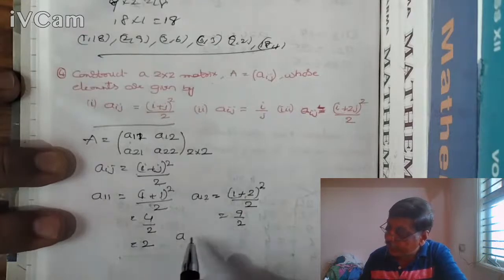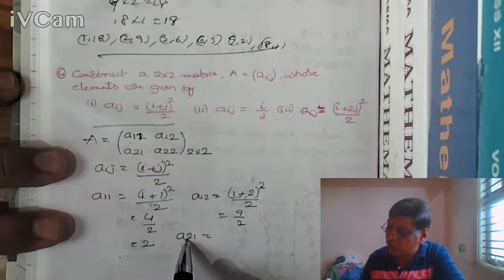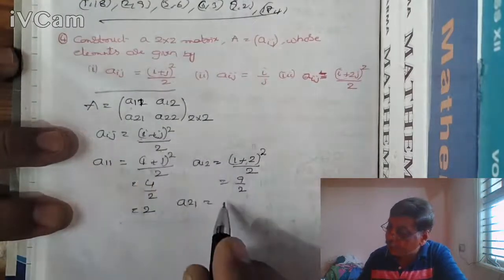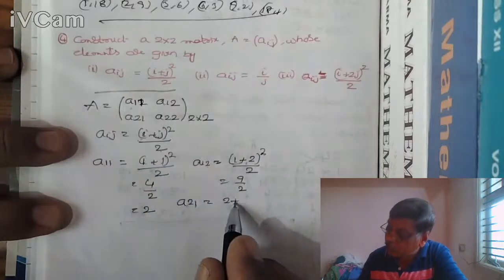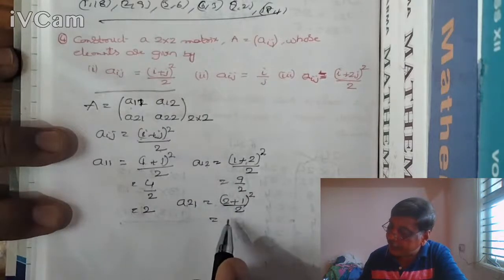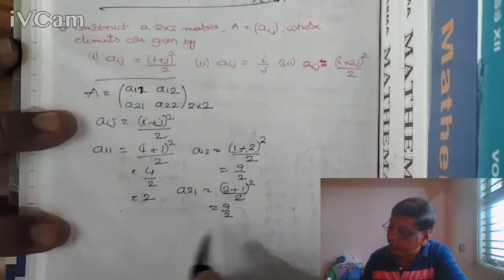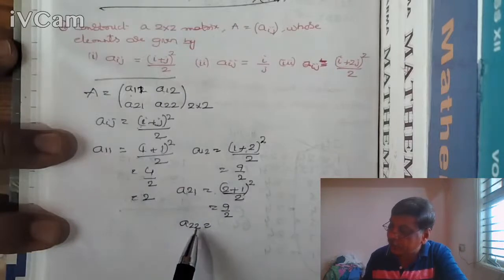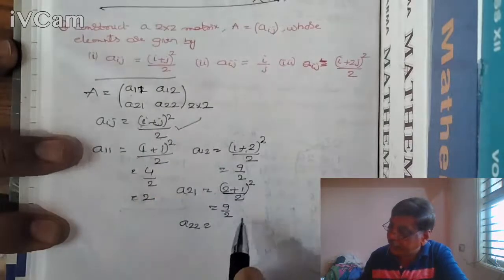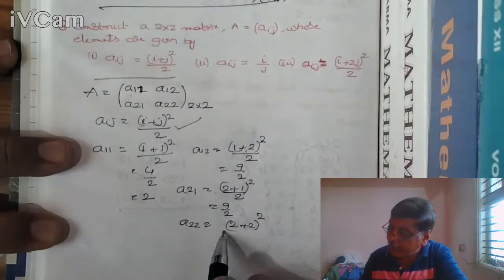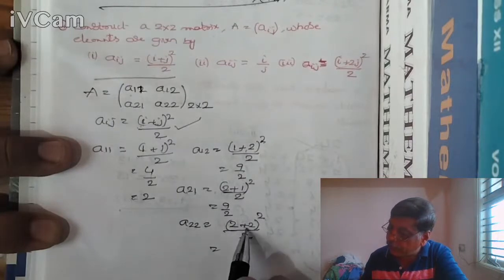Next one is A21. Here i is 2, j is 1. Defined as (i plus j) whole square, means (2 plus 1) whole square divided by 2. 2 plus 1 is 3, 3 square is 9, so 9 by 2. Okay. Next A22. Here i is 2, j is also 2. You substitute: in place of i 2, in place of j also 2, whole square divided by 2. 2 plus 2 is 4, 4 square is 16, 16 by 2 is 8.